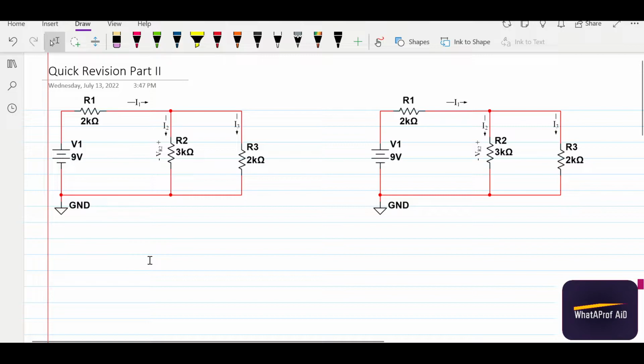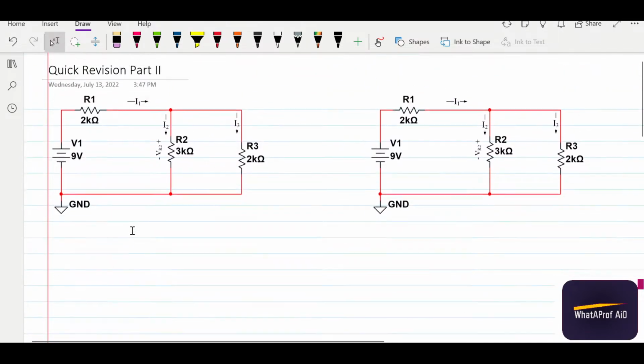Okay, in this lesson we will see how to use mesh and nodal analysis to solve the circuit. For the first case, we use the same circuit from the previous lesson, and here we will use the same circuit for both nodal and mesh analysis. So we will start with mesh analysis first.